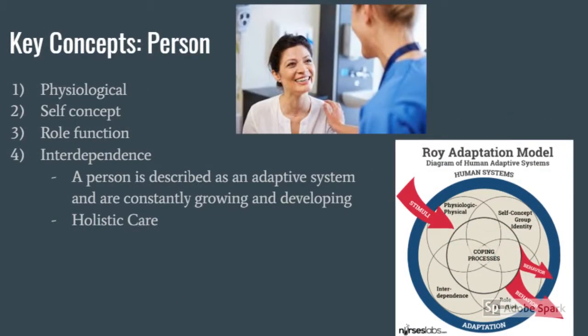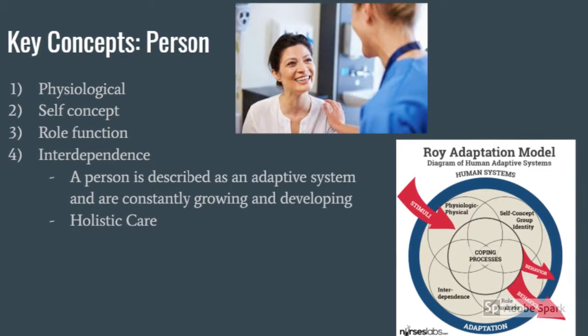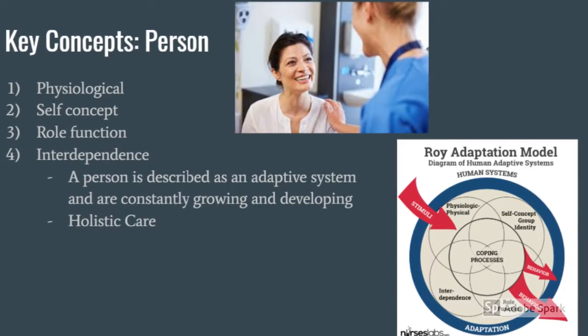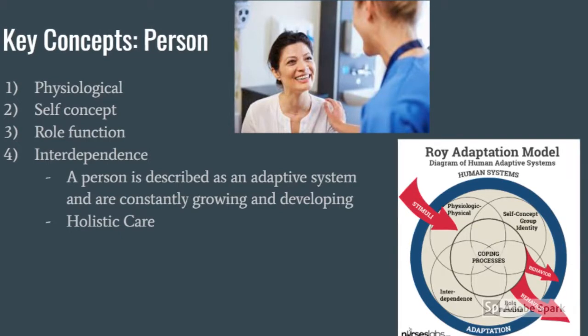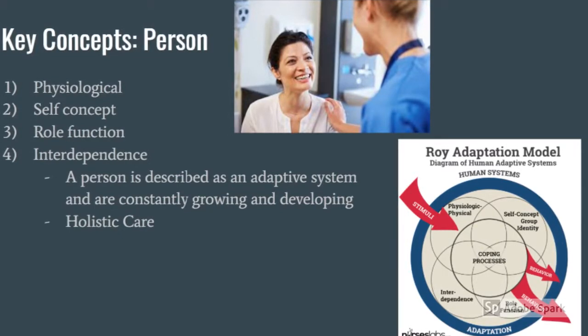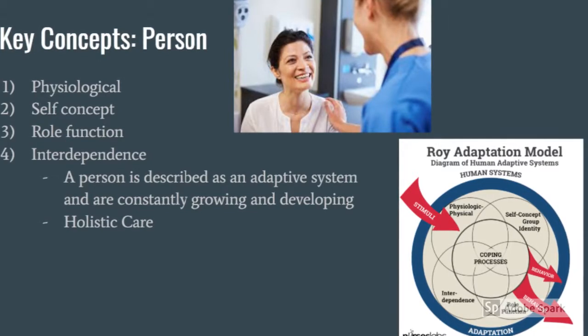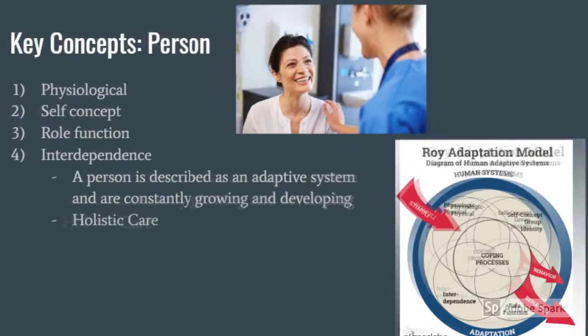Humans are holistic and adaptive systems. A person can include an individual, group, or organization. The person should be the main focus of nursing. Within the person, there are 4 modes. Physiological is the first, which is maintenance of the physical body. Self-concept is the maintenance of the mind and perceptions of themselves.